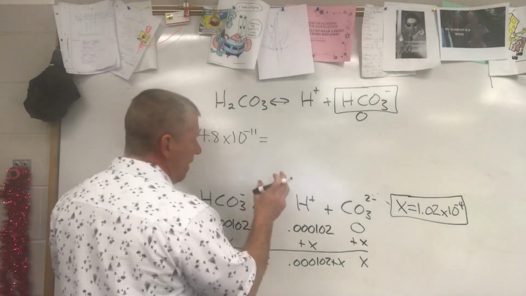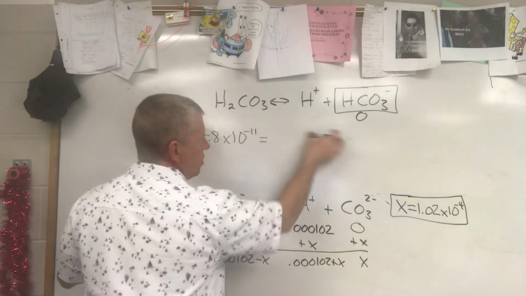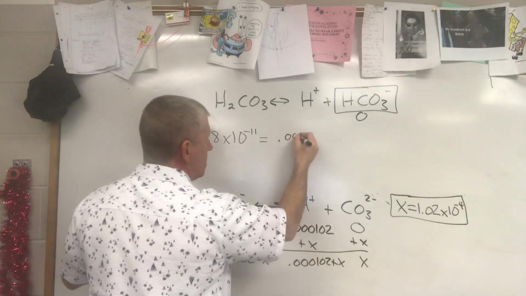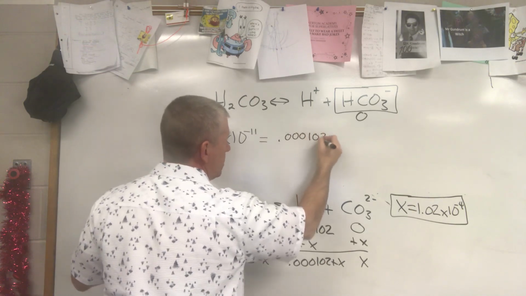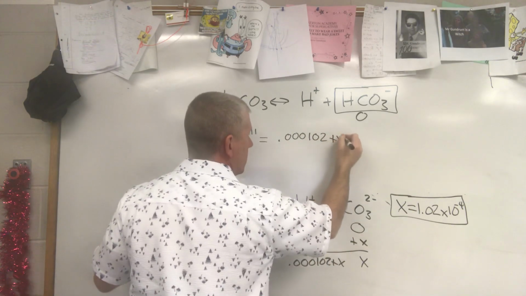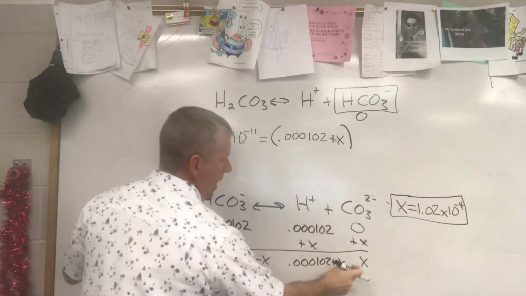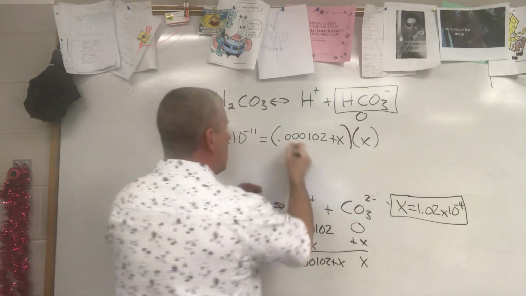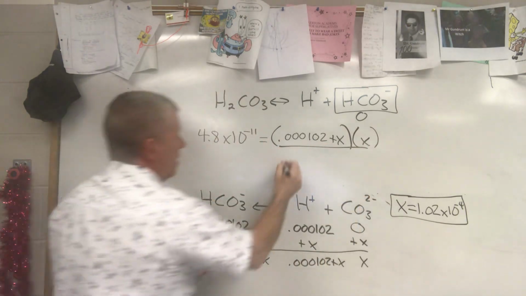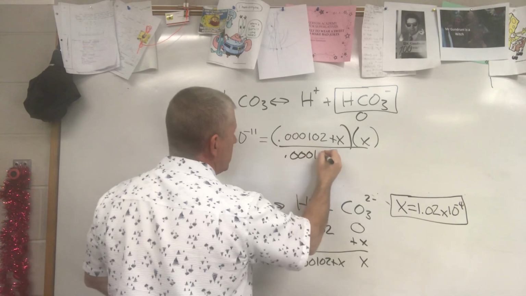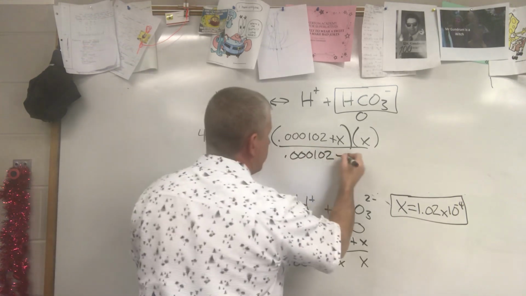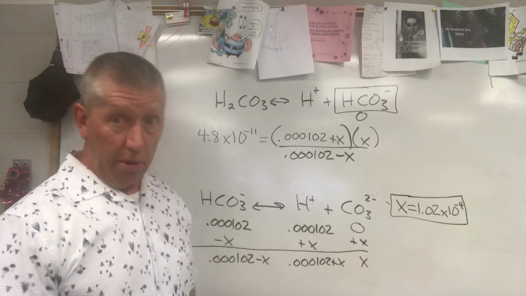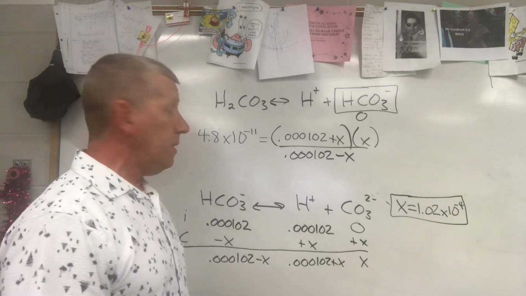So we have the two products on the right. H is 0.000102 plus X, and CO3 is X. That's all over the reactant, 0.000102 minus X. This is going to take forever. I don't want to do it anymore. Now, well, it's a piece of cake.